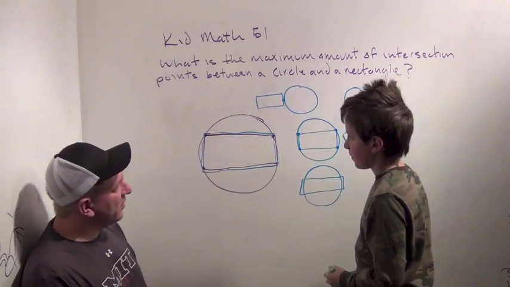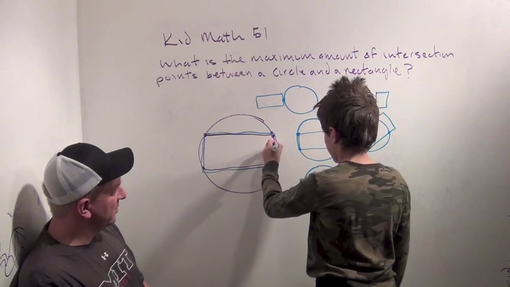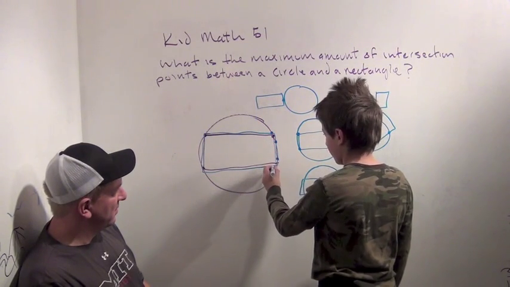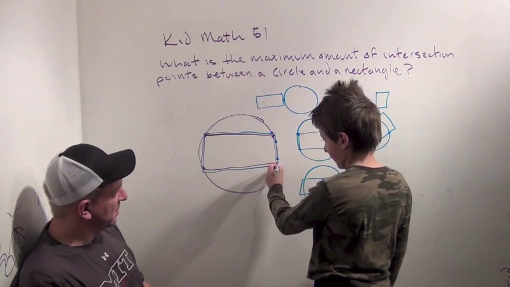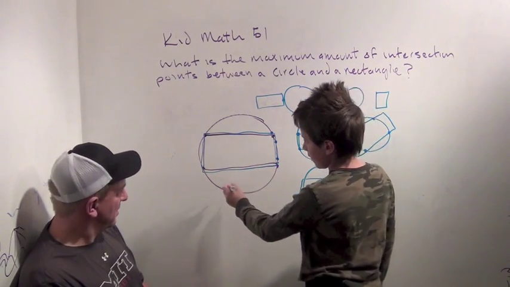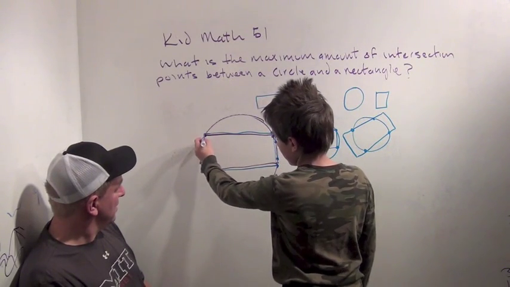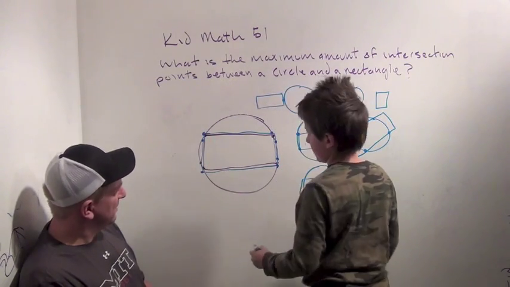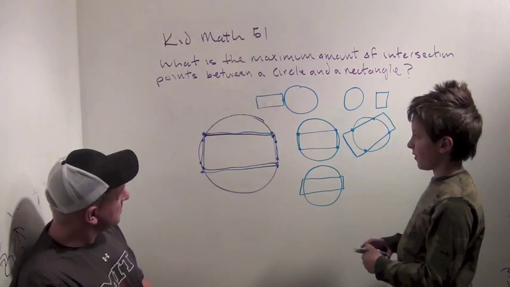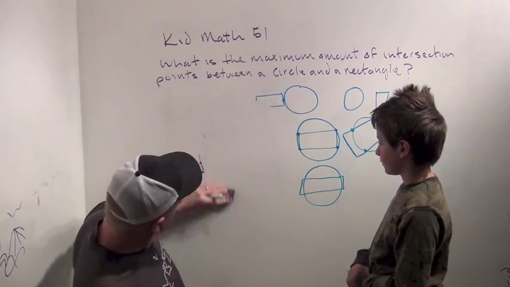Now how many points does that rectangle touch the circle? 1, 2, 3. Oh wait, I think there'd be a 4th here. Right. 5, 6. This touches it 8 times. 7, 8. Okay, so not perfectly drawn. Let's try to draw it just a smidge better.